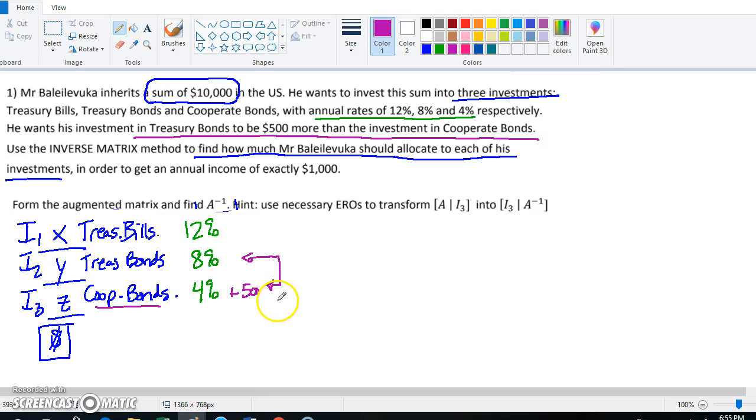Okay, so could you write your 3 equations from this? Let's take a look at the amount of money. X, Y, and Z going into each of those investments. The sum has to be 10,000. What's your equation that's going to relate those variables to the sum of $10,000?